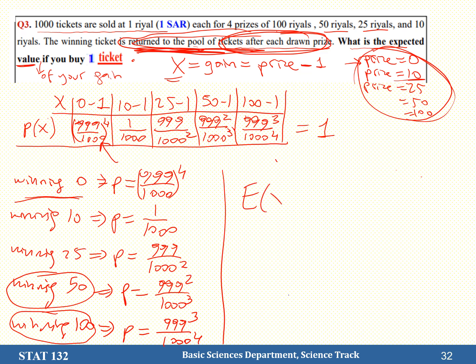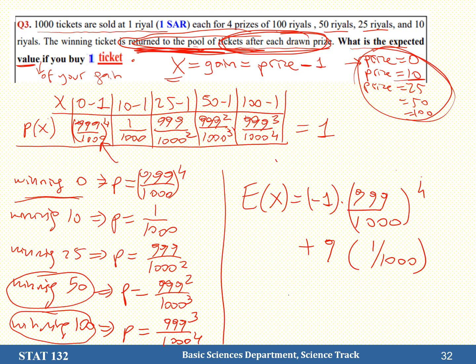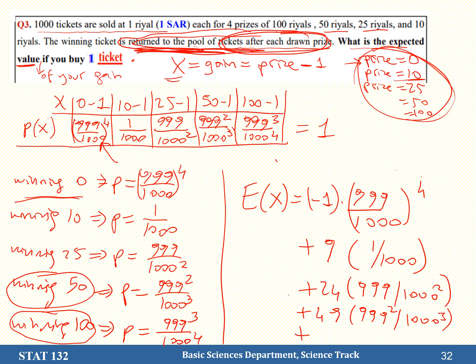So the expected value of X will be equal to what? Minus 1 times 999 over 1000 to the fourth, plus 9 times 1 over 1000, plus 24 times 999 over 1000 squared, plus 49 times 999 squared over 1000 cubed, and then plus 99 times 999 cubed over 1000 to the fourth.